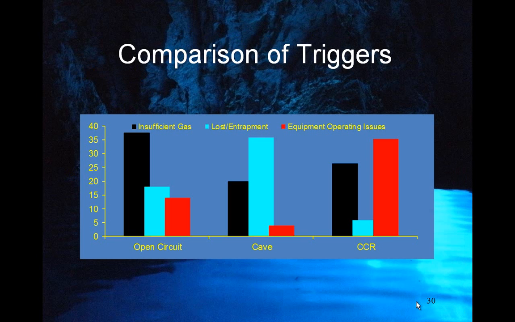Well, I will show you only 2 slides comparing triggers in recreational diving and in cave diving and closed circuit. As one would expect, running out of gas in open circuit is leading, while in cave diving it was lost or entrapment cases. And these are the data for the entire period that I've shown before, so it includes both trained and untrained divers. Probably if we check the risk for trained divers only, this would give us a different picture. In rebreather diving, equipment operating issues, not that the equipment fails, but interaction between human and equipment, and maybe even some failure, is the largest trigger there, and that's understandable because of the complexity of the machine itself.